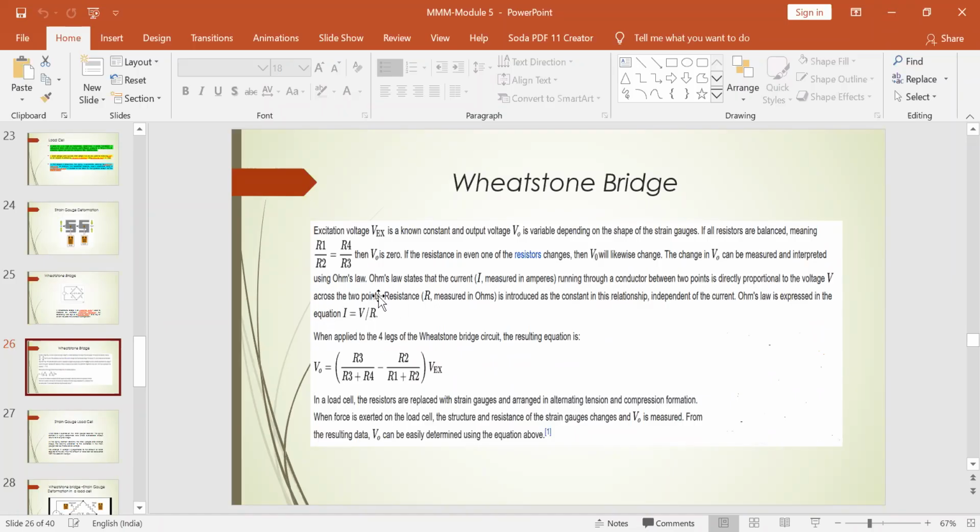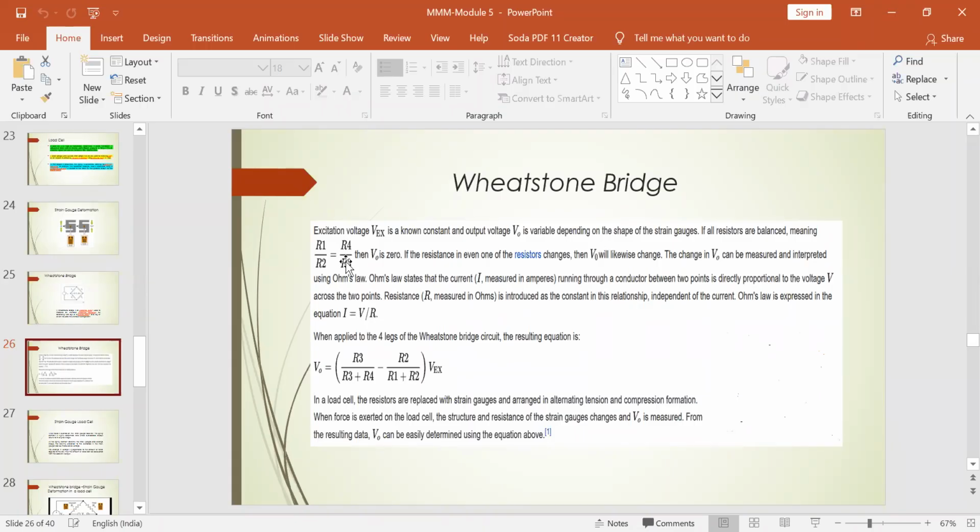The same concept applies to the 4 resistances in the Wheatstone bridge circuit. The output voltage we determine using the Wheatstone bridge will be equal to R3 upon R3 plus R4 minus R2 upon R1 plus R2, into the excitation voltage V suffix EX. Okay, this is how we determine the output voltage when there is a variation in the balanced bridge.